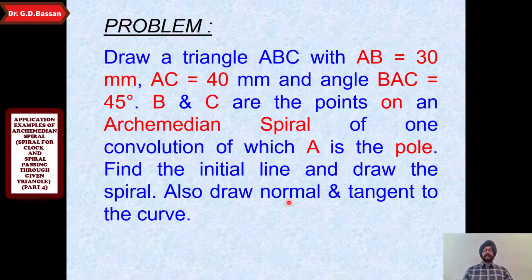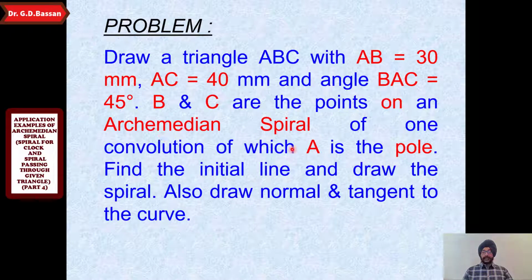Now in this example, draw a triangle ABC with AB equal to 30 mm, AC equal to 40 mm, and angle BAC equal to 45 degrees. B and C are points on the Archimedes spiral of one convolution of which A is the pole. Find the initial line and draw the spiral. Also draw the normal and tangent to the curve.